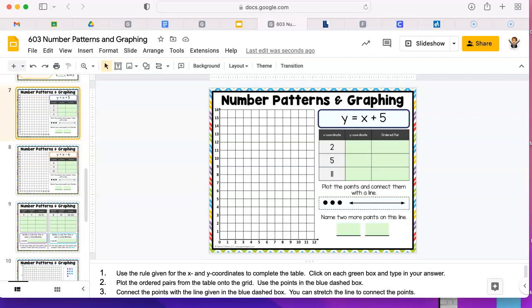This is 2 plus 5, so this is going to be plus 5. This will be plus 5. Look at the pattern. I'm looking at this right here.